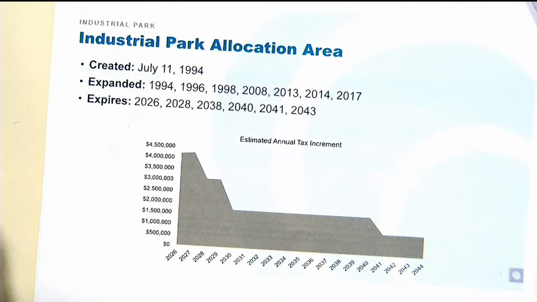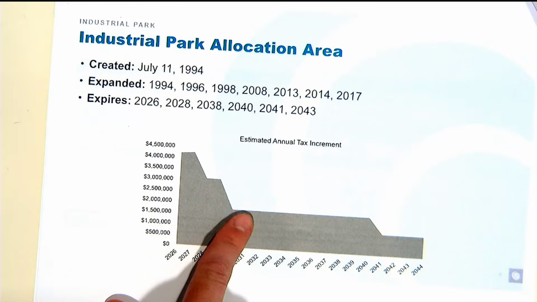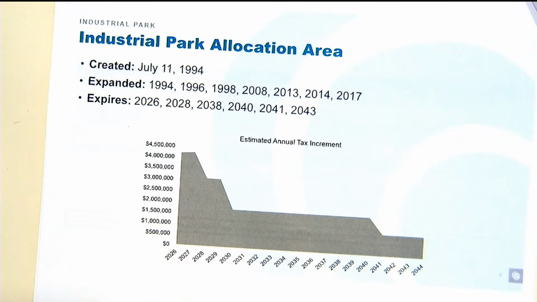As mentioned, you can see your industrial park allocation area was first created in 1994 and has multiple different expansions, and with that has multiple different expirations. So you can see on this slide within the gray shaded area is your estimated TIF revenues generated within the industrial park allocation area. And depending on when that allocation area expires or the expansions do, you can see there are some drop-offs of that revenue throughout the term of this allocation area.